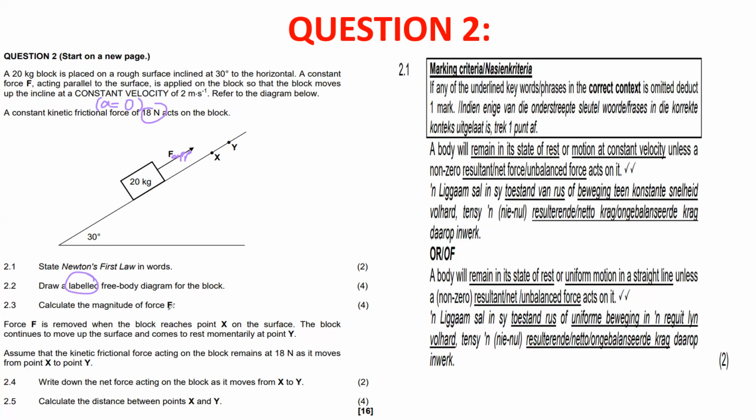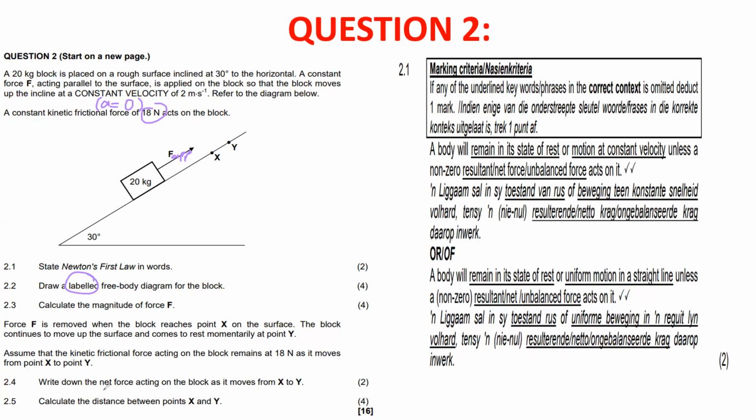Calculate the magnitude of the applied force. We are going to calculate that, and then they said when you remove the applied force, on the x and y surface, the frictional force is still acting, 18 newtons, still moving up. Write down the net force acting. Calculate the distance. Now they're asking you for distance.